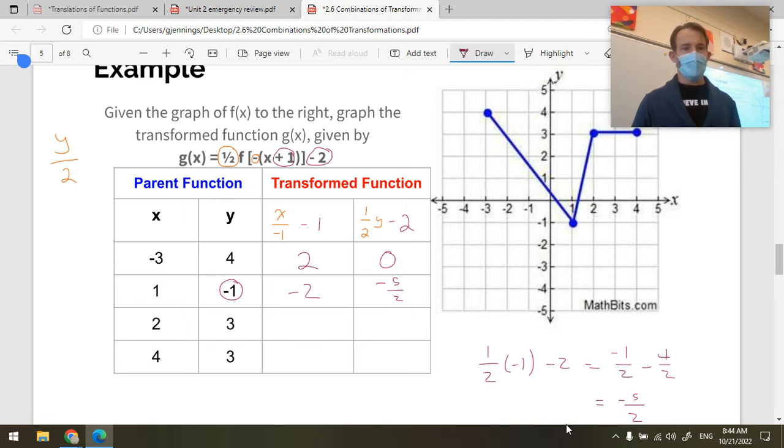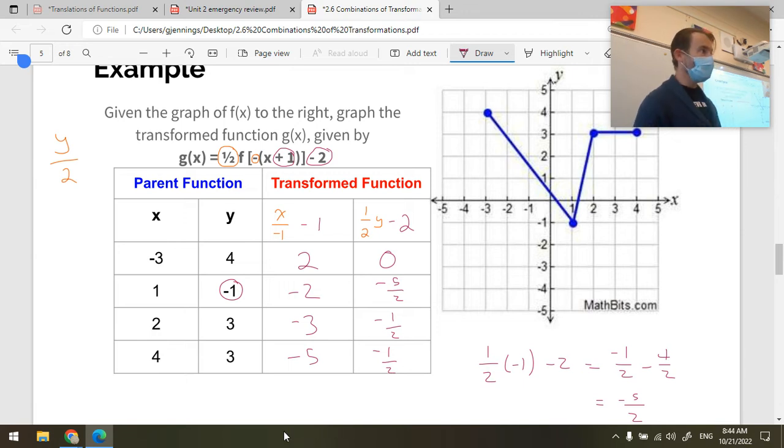2 over negative 1 is negative 2. Minus 1, minus 3. Then 3 halves minus 2 is negative 1/2. Okay, 4 and 3. 4 divided by negative 1 is negative 4, minus 1, negative 5. Okay, 3 is still going to map to negative 1/2.